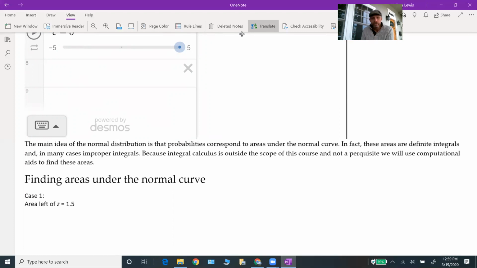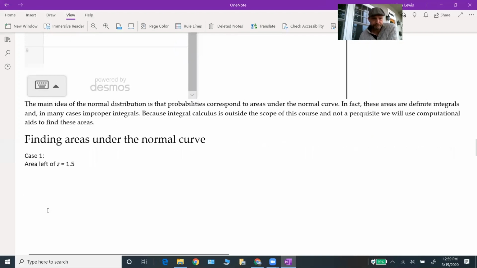And you can do that with a graphing calculator. You could do that with Microsoft Excel. I'm going to show you on Microsoft Excel. If you're interested in maybe the TI 83 or 84, there are certainly resources to see that as well.